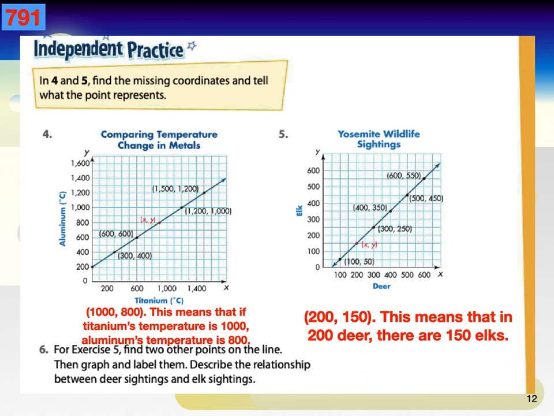Question 6. For exercise 5, find 2 other points on the line. Then graph and label them. Describe the relationship between deer sightings and elk sightings. So let's take this point for example. So what is this point? So this is point (450, 400). This means that in 450 deer sightings, there are 400 elk sightings.